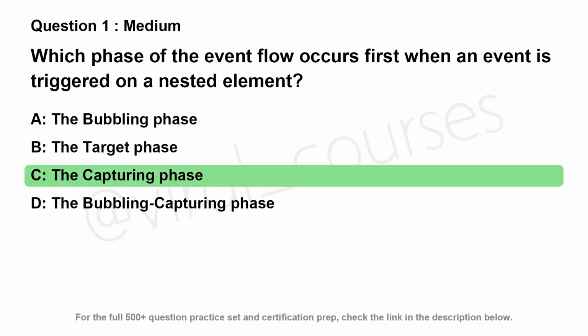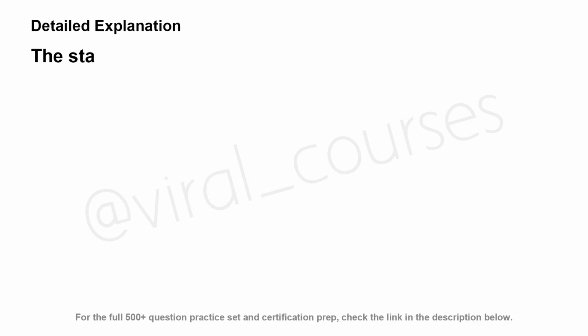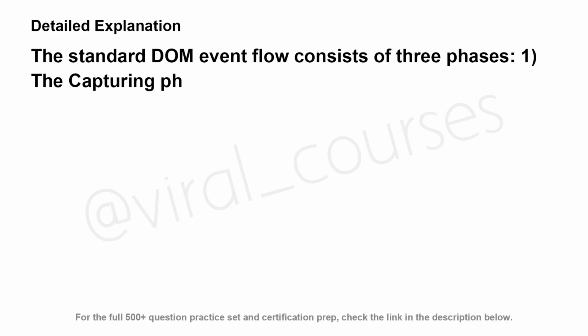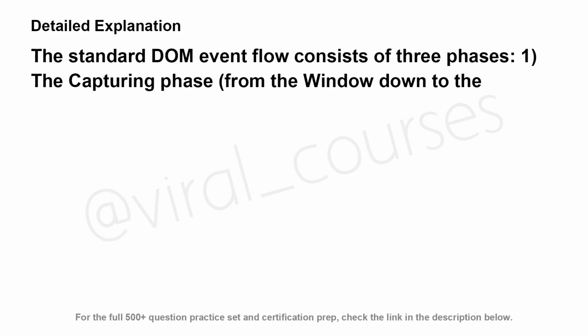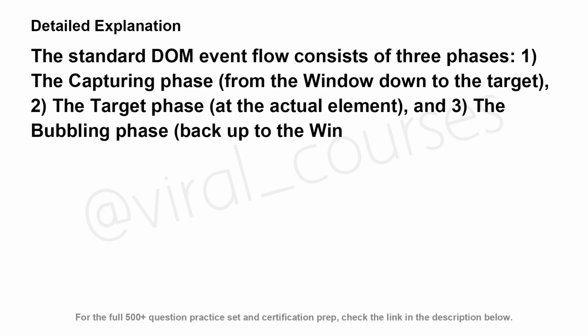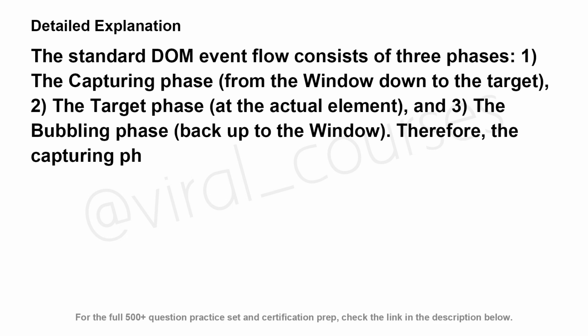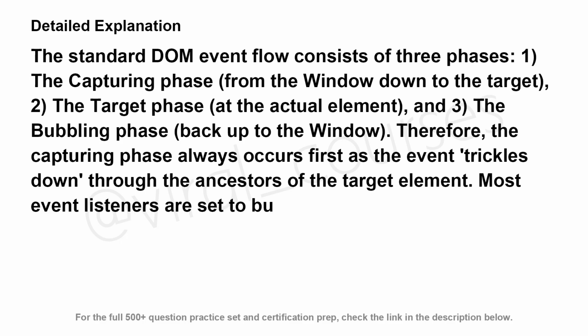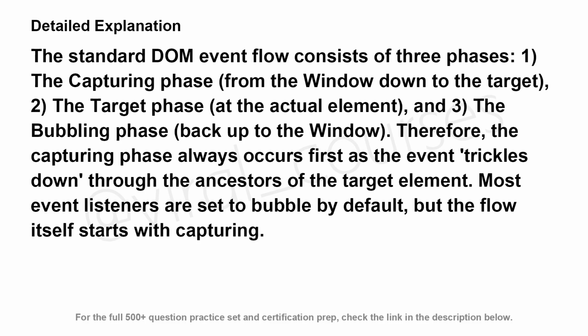The correct answer is C. The standard DOM event flow consists of 3 phases. 1. The capturing phase, from the window down to the target. 2. The target phase, at the actual element. And 3. The bubbling phase, back up to the window. Therefore, the capturing phase always occurs first as the event trickles down through the ancestors of the target element. Most event listeners are set to bubble by default, but the flow itself starts with capturing.